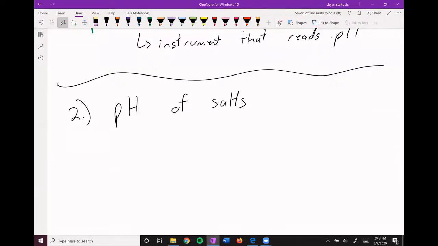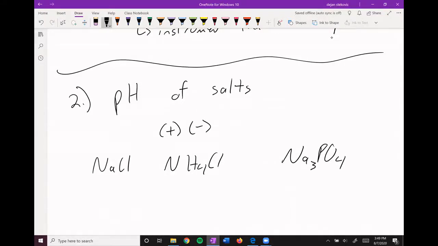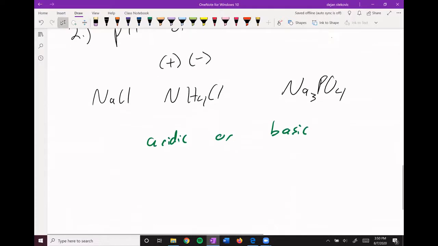So in the second part of this lab, we're going to take a look at some pH of some salts. And so remember, salts are made out of positively charged cations and negatively charged anions. And so you can have a bunch of different salts, something like sodium chloride, ammonium chloride, or sodium phosphate, right? And so the question that you want to know, is this acidic or is it basic, right? What could you do to figure this out?